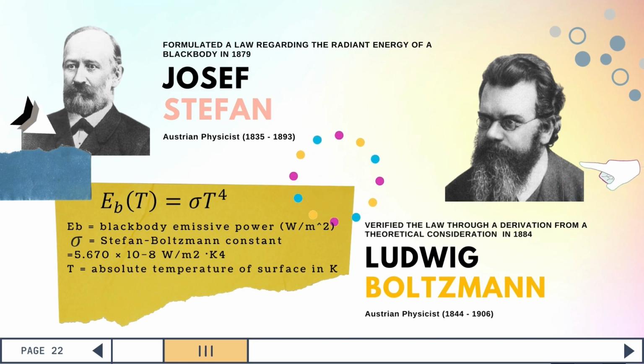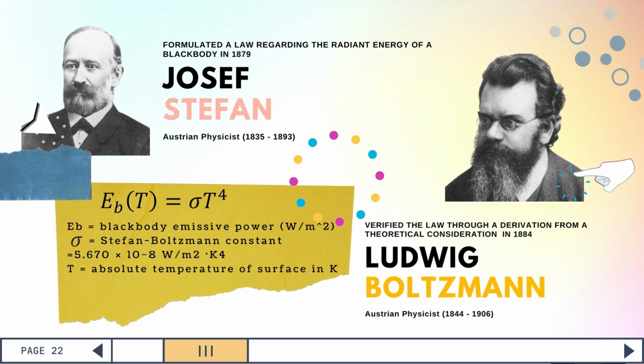If E is the radiant heat energy emitted from a unit area in 1 second, and T is the absolute temperature in kelvins, then E is equal to sigma times T raised to 4. The Greek letter sigma represents the constant of proportionality, called the Stefan-Boltzmann constant, which has a value of 5.670 times 10 raised to negative 8 watts per meter square Kelvin raised to the 4.